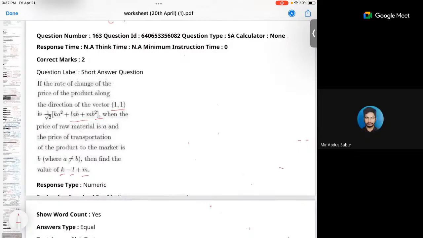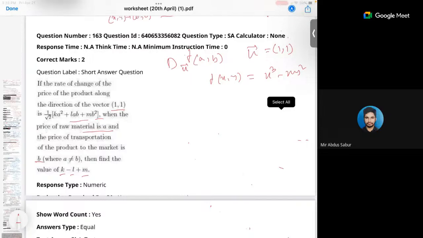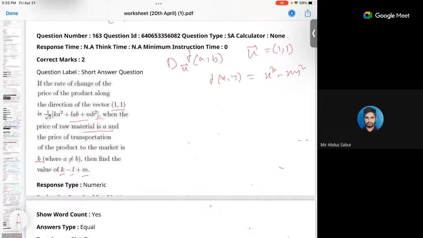If x is not equal to y, and x is a, y is b, that means basically you have to find D_u f(a,b), where f(x,y) is equal to x cube minus x y square, and u is the direction vector, and equate it with this one. Then you equate the coefficients k, l, m, and you will get the values of k, l, m. Do this one.